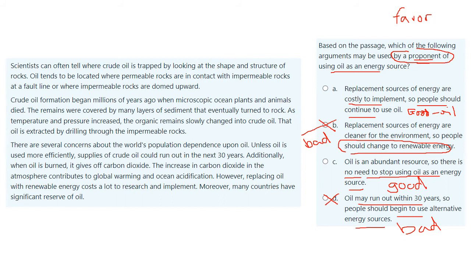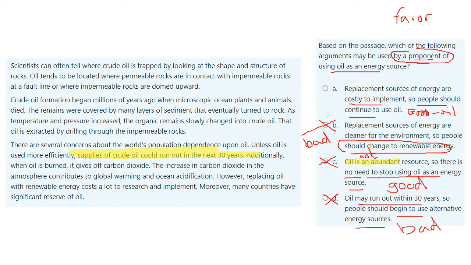What does the passage say? There are concerns about the world's population's dependence upon oil. Unless oil is used more efficiently, supplies of crude oil could run out in the next 30 years. So oil is not abundant. This is not a reason to keep using oil.